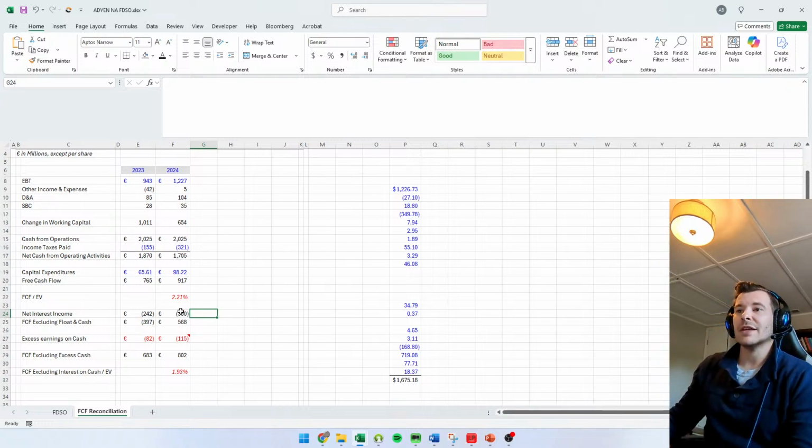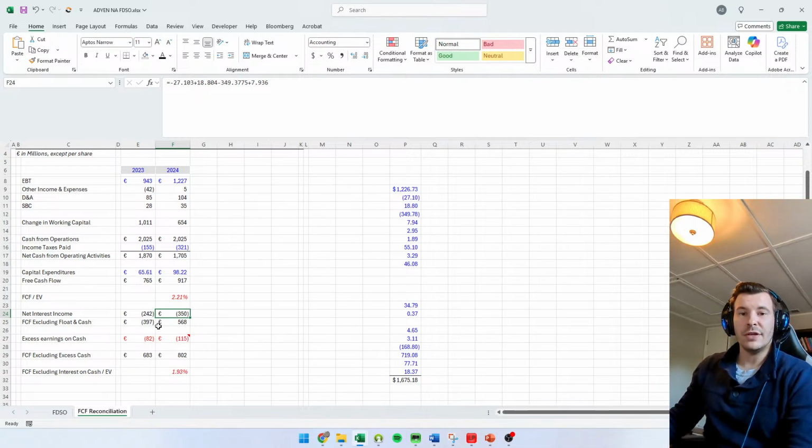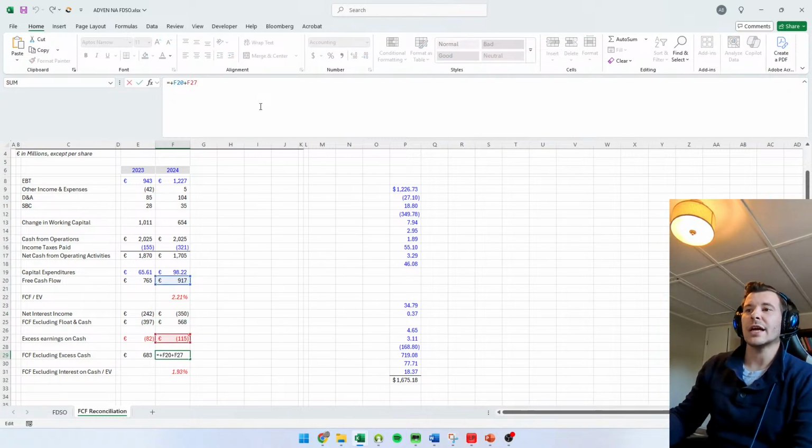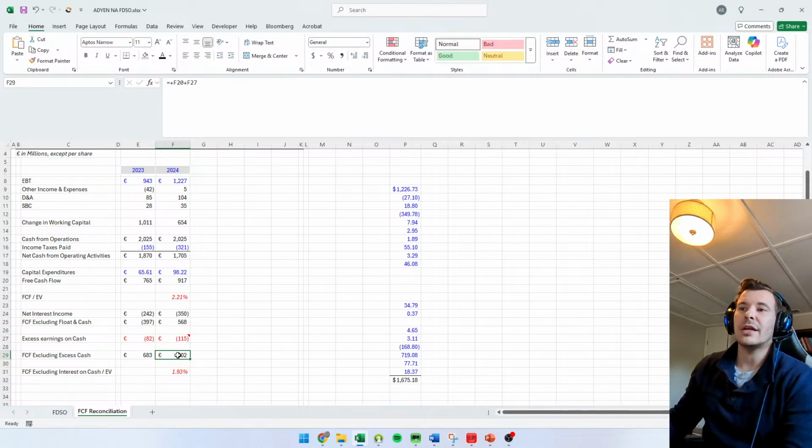So I'm effectively giving them credit for 2/3 of their net interest income. So 1/3, $115 million, I'm saying, hey, that's earnings on the cash Adyen just has lying around. I'm not going to give them credit for that. But the rest of it, the $235 million, that is a feature, that's profit they earn as a part of their business from their float, and so we're going to include that. And so our free cash flow excludes that excess earnings on cash, and we get to $802 million.